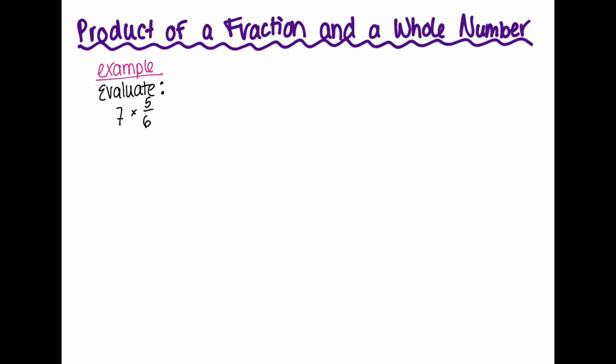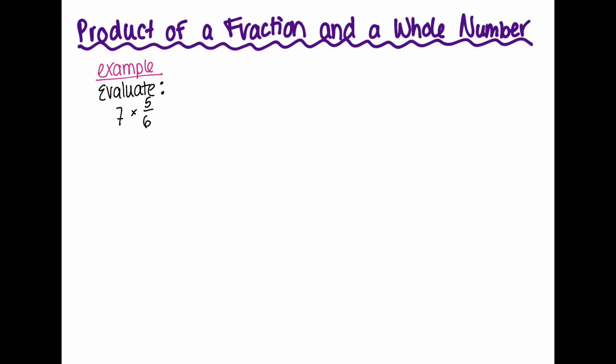Product of a fraction and a whole number. If you already know how to multiply fractions, this is not going to be a large leap in logic. So the only difference between multiplying two fractions and multiplying a fraction and a whole number is that the whole number part doesn't have a denominator that you can see.